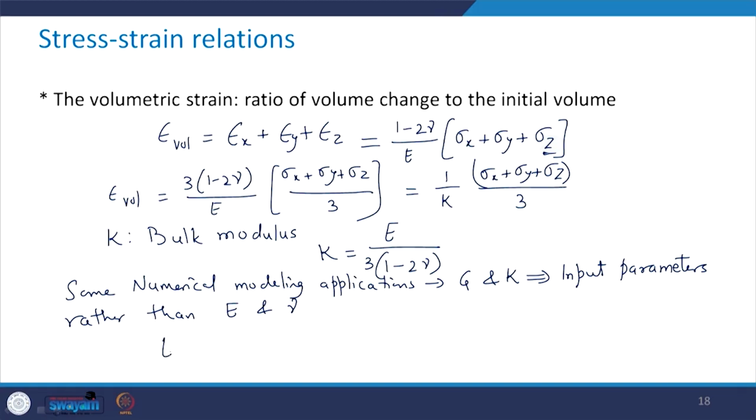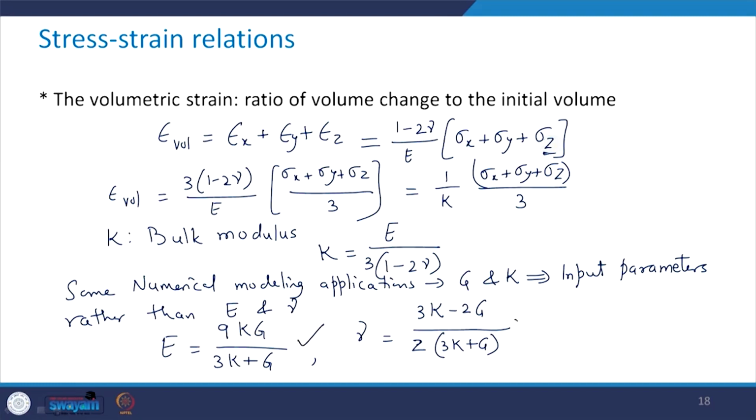So, this E is going to be equal to 9K times G divided by 3K plus G, and Poisson's ratio, that is nu, is equal to 3K minus 2G divided by 2 times (3K plus G). So, this is how you can have the relationship between E, K, G and nu, that is the Poisson's ratio.